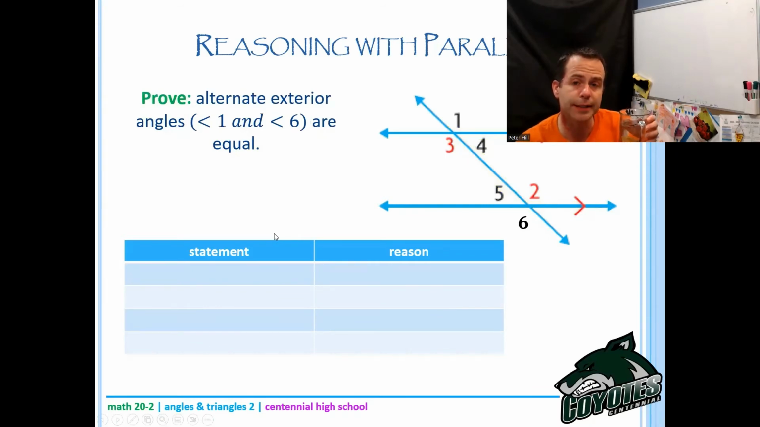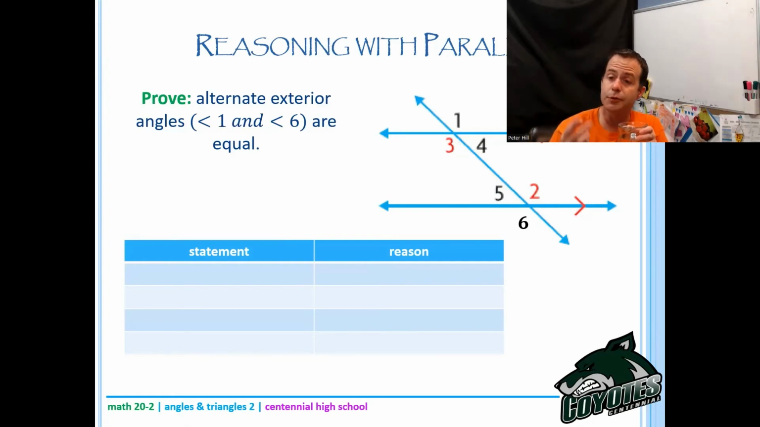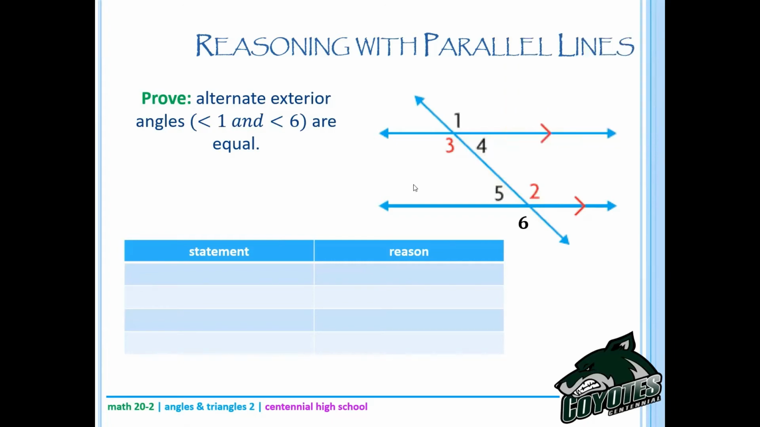All right, let's take a look at this one. Prove alternate exterior angles. So we've talked about alternate interior angles. Those are ones on opposite sides of the transversal, but they're both within the parallel lines. These are opposite sides of the transversal, but they're both on the outside of the parallel lines. So as an example, we have number 1 and number 6. So number 1 and number 6 right here would be alternate exterior angles.